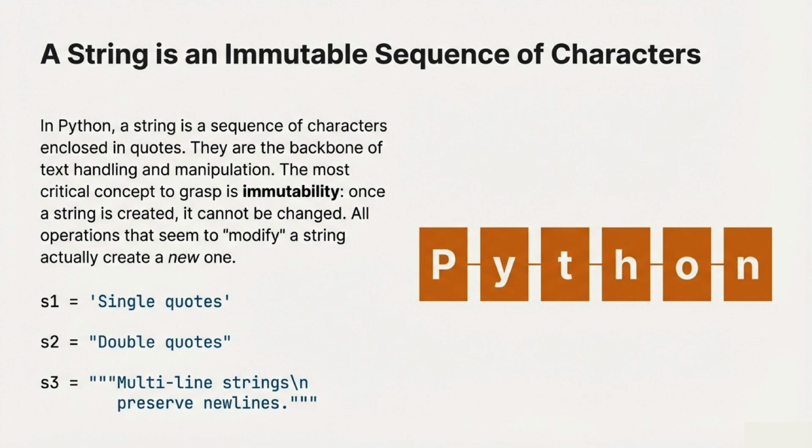Let's look at some examples. Here, s1 is created using single quotes. Next, s2 uses double quotes. Functionally, both are the same. You can use whichever is more convenient. Finally, s3 shows a multi-line string created using triple quotes. Multi-line strings are especially useful when working with long text, documentation or formatted output because they preserve line breaks and spacing.